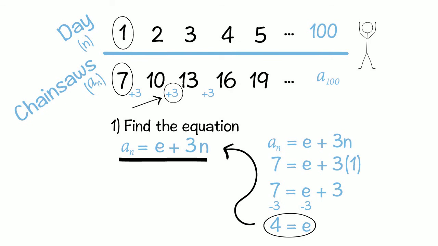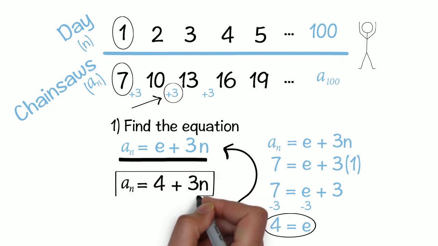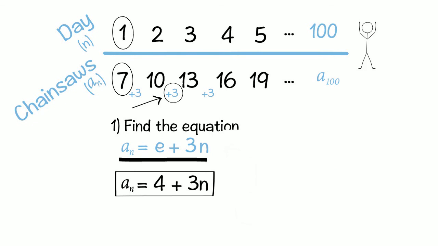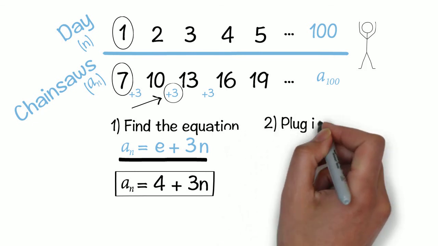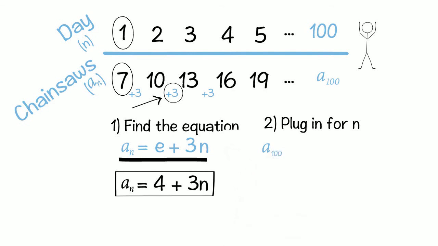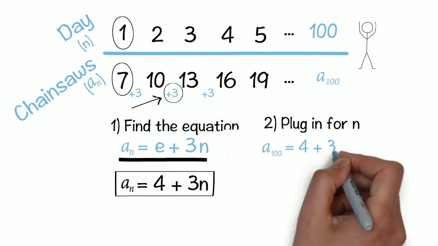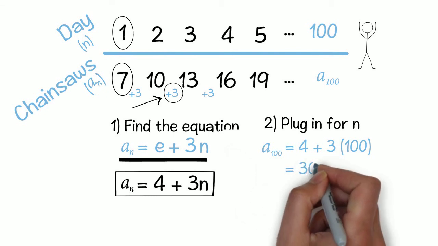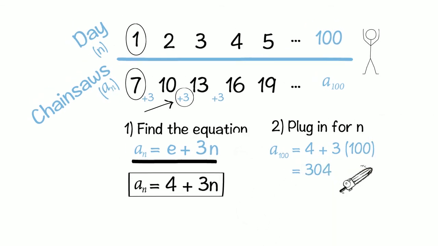Plug that back into our equation, and guys, guess what? A sub n is now equal to 4 plus 3n, and this is our equation that we're going to use to find how many chainsaws he juggled on the 100th day. Now guys, let's just plug and chug, just like we do in all of our other equations. We're going to put in a sub 100 on the left, and since we did it on the left, we got to plug it in on the right. And when we simplify, we find that Bernie ends up juggling 304 chainsaws.